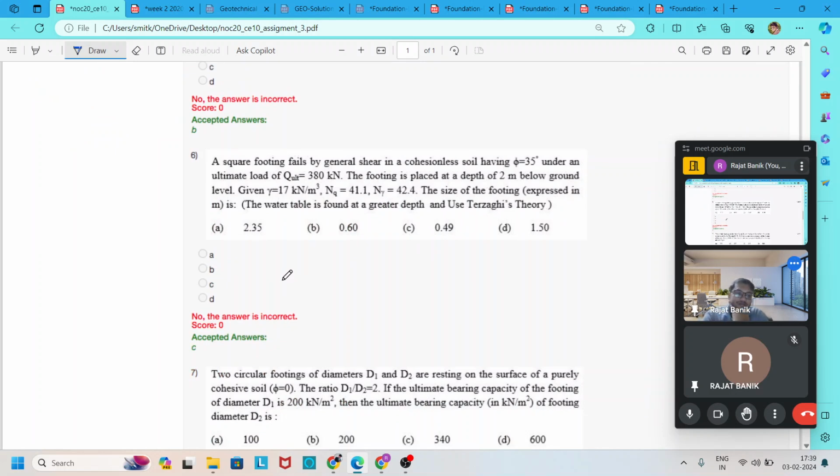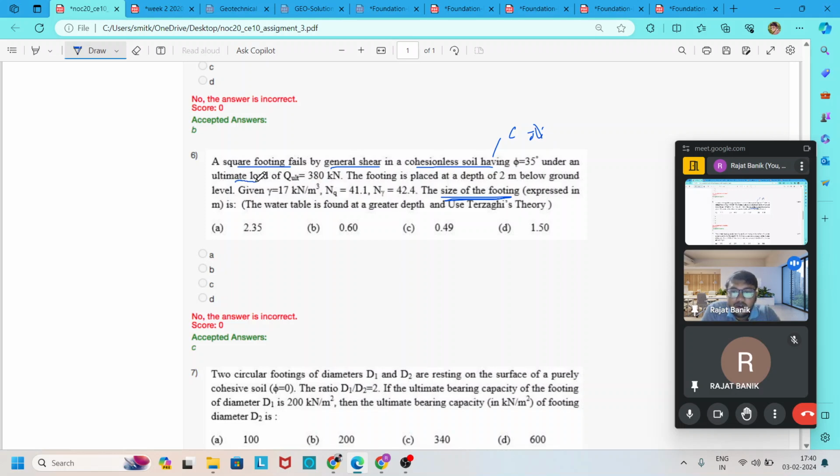Now we solve question number 6, and it asks to find out the footing size. It is a very tricky problem, so please understand the problem first. It is said that it is a square footing, and it is said that general shear failure. So two keywords are given, and it also tells that the soil is cohesionless. So c is equal to 0, we consider.